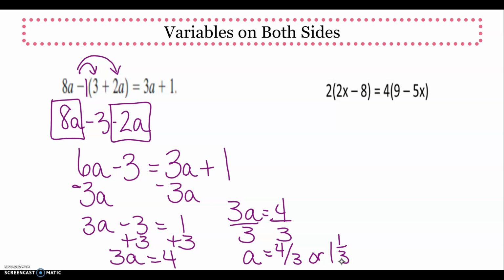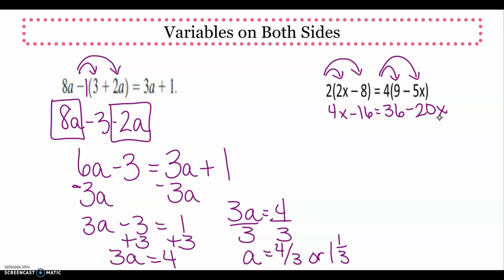In my second example, we have x on both sides, and we see also that we have parentheses. So our first step is going to be to get rid of those. We want to simplify on both sides this time because there is something we can do to simplify it on both sides of the equal sign. So we have 4x minus 16 is equal to 36 minus 20x.